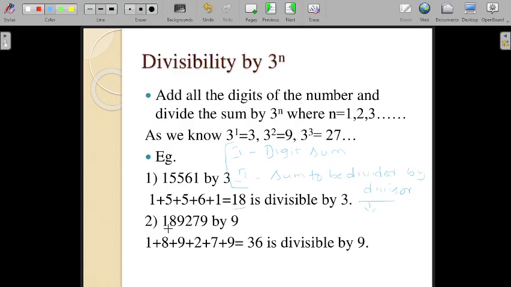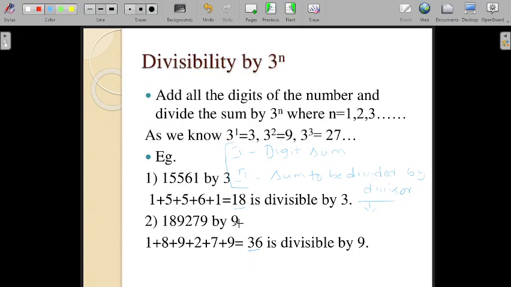Next, second example, 189279. In 189279, first we need to find the digit sum. That means 1 plus 8 plus 9 plus 2 plus 7 plus 9. Here the sum is 36. Since 36 is divisible by 9, the divisor, the whole number is also divisible by 9. I hope you have got the point.